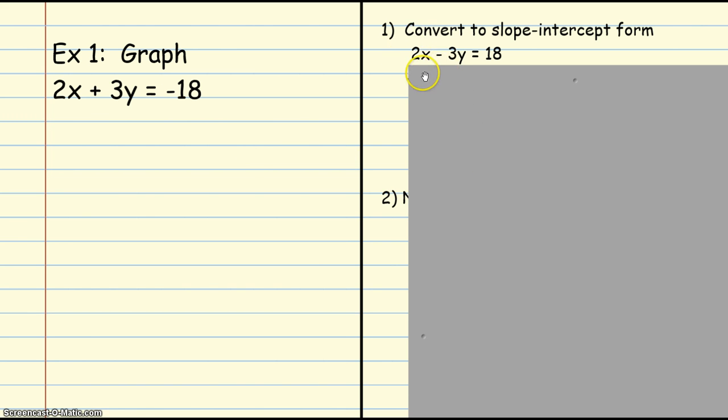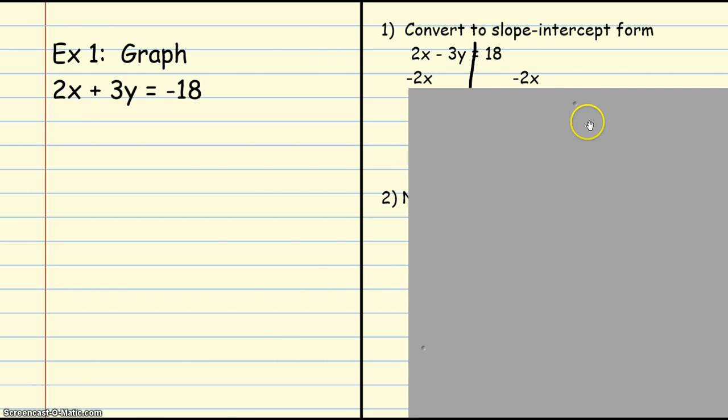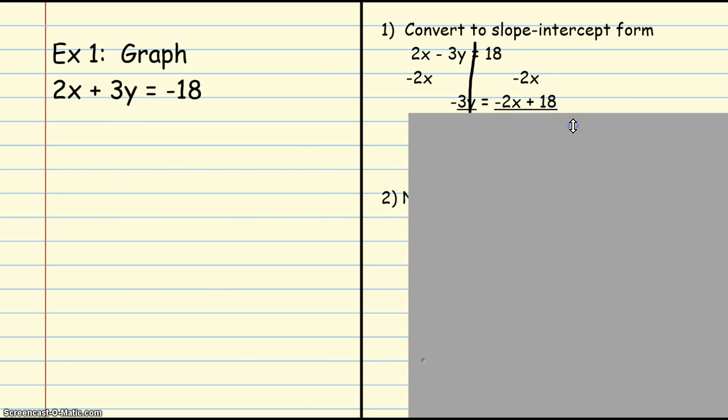So first thing we need to do is get rid of the 2x. We're going to do the opposite, so we're going to subtract 2x from both sides of the equal sign. Once we do that, the negative 2x minus 2x is gone. We are left with negative 3y equals, we can't subtract 18 minus 2x, so we just need to write them down. I'm going to put the x first just because it's in the same form of y equals mx plus b. So we've got negative 2x, and this is a positive 18.